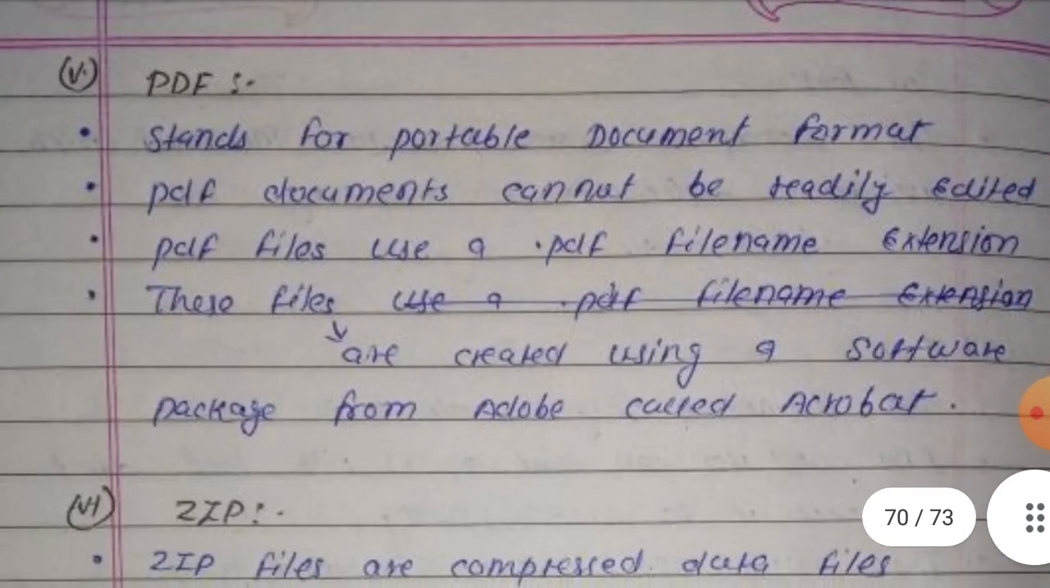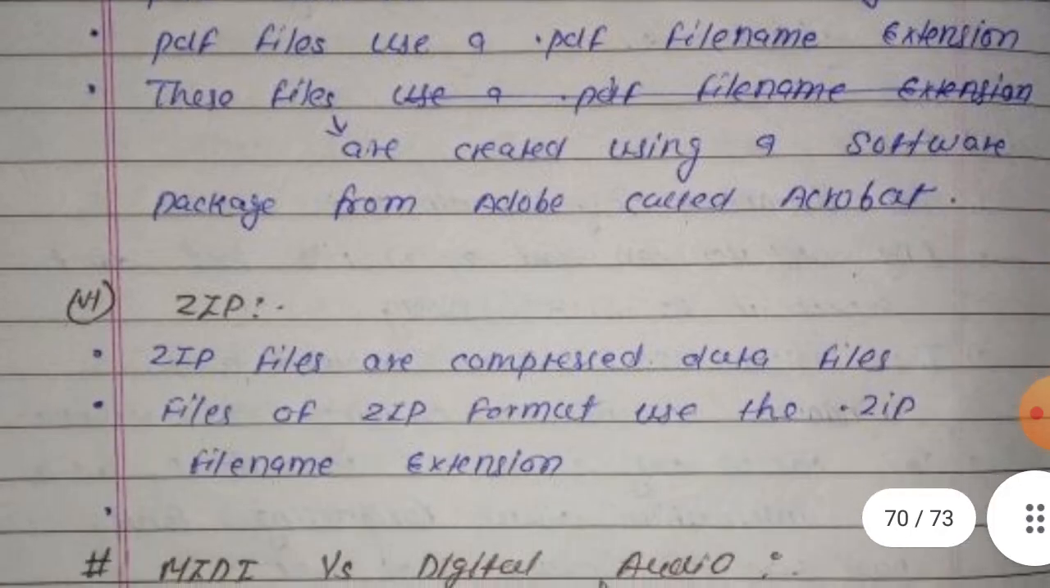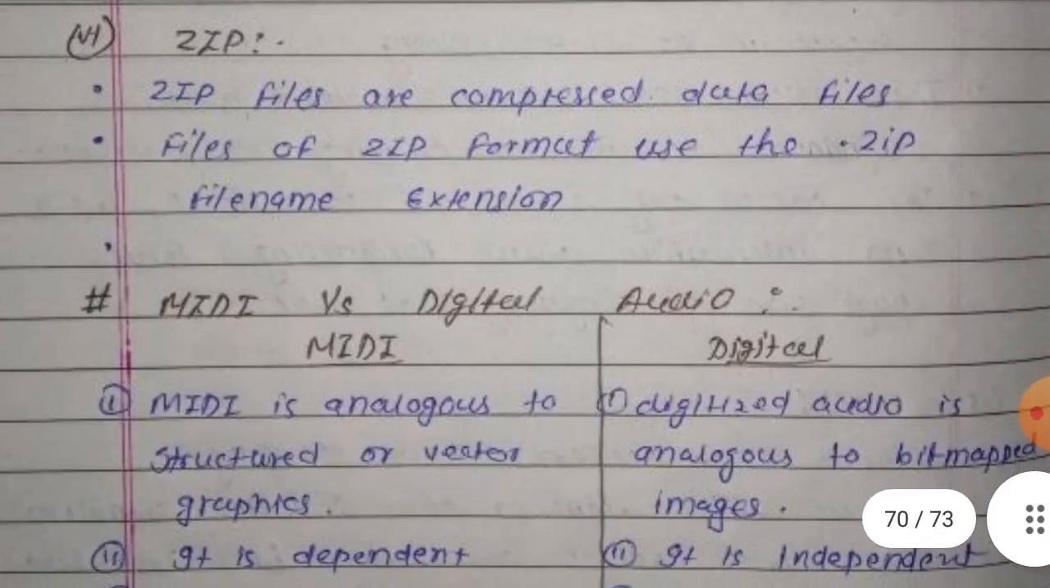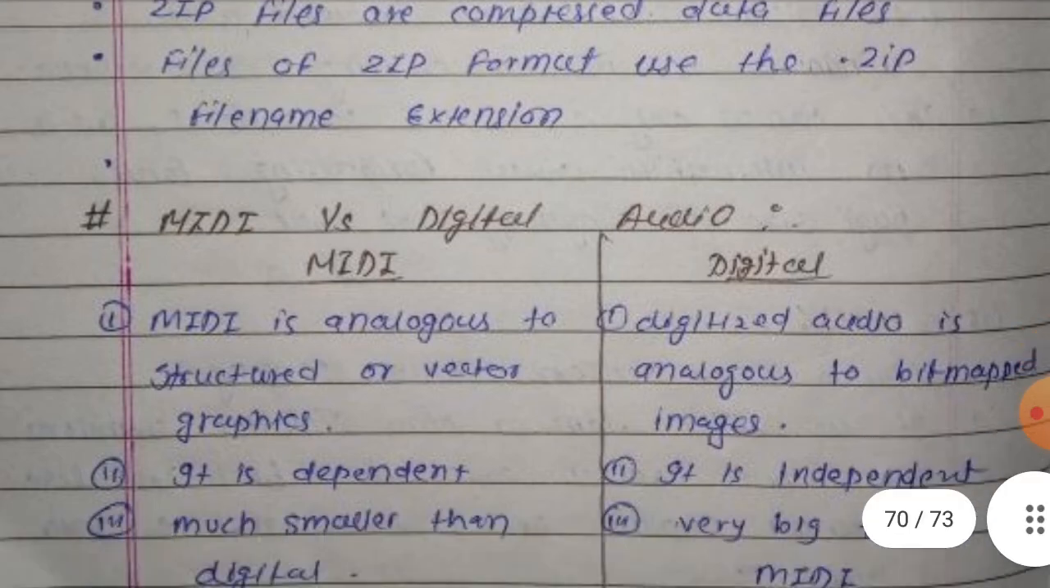PDF stands for Portable Document Format. A PDF document cannot be readily edited. PDF files use a .pdf file name extension. These files are created using a software package from Adobe called Acrobat. Zip. Zip files are compressed data files. Files of zip format use the .zip file name extension.